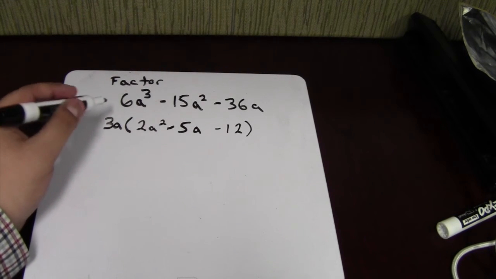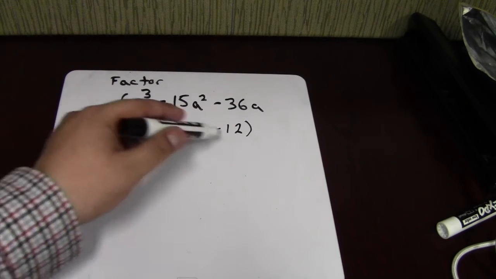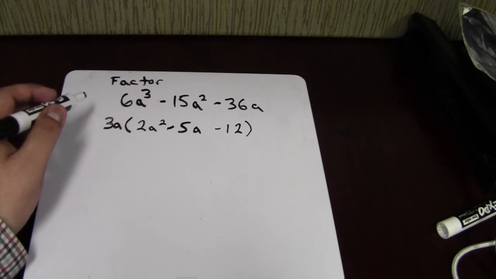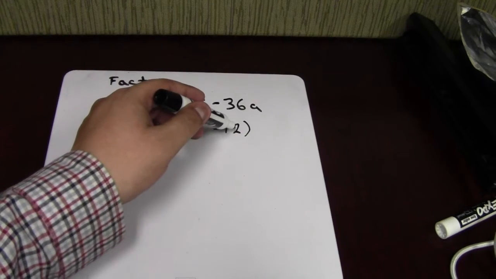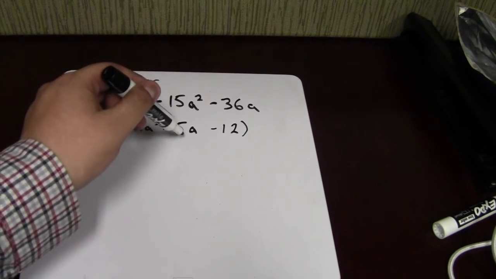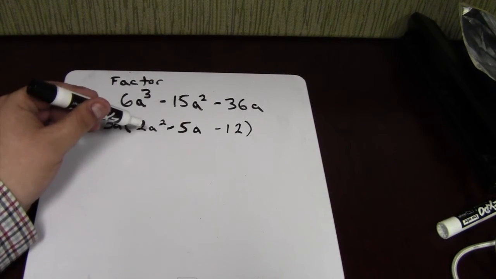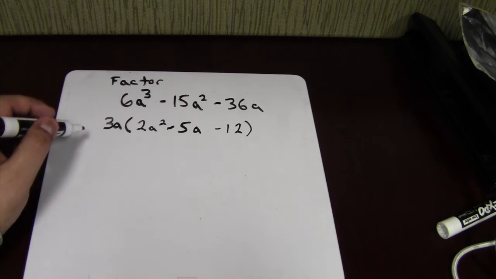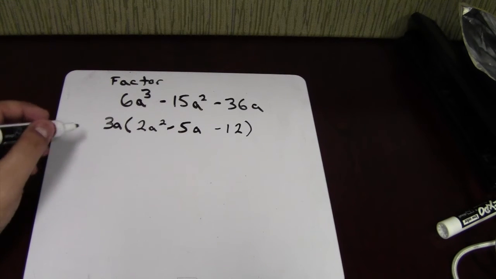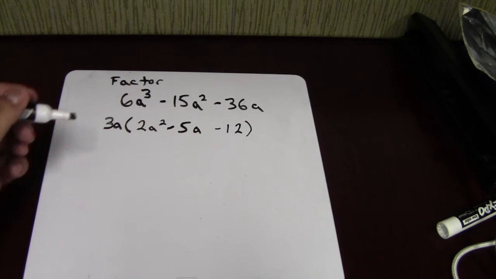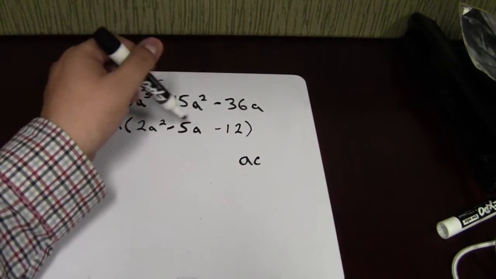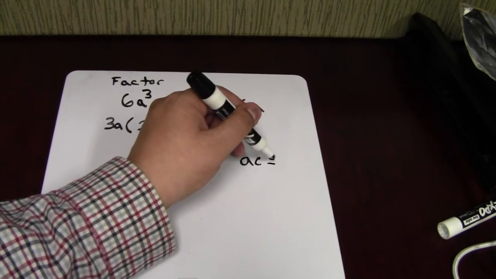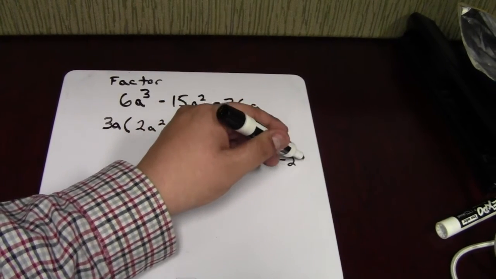Now what we want to do is see, now we have a trinomial here, so we want to see if we can factor this. Well, we know we can't use the find two numbers that multiply to get this method, because we have a coefficient here. The only other thing we can do is check to see if the AC method would work here. Let's do it. A times C in this case would equal 2 times negative 12, which is negative 24.